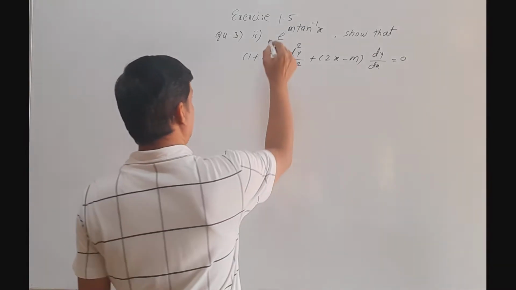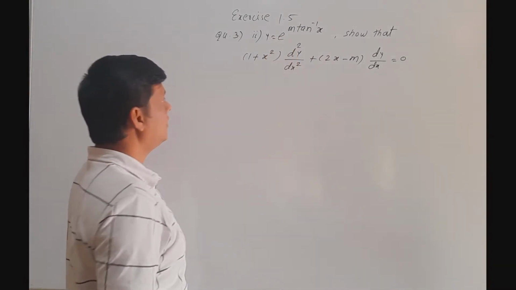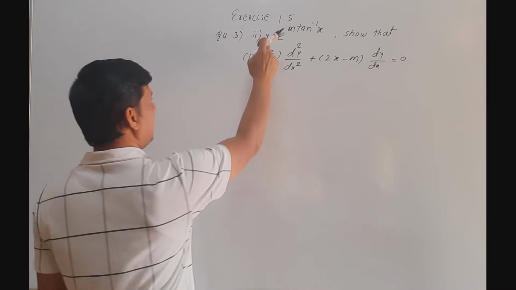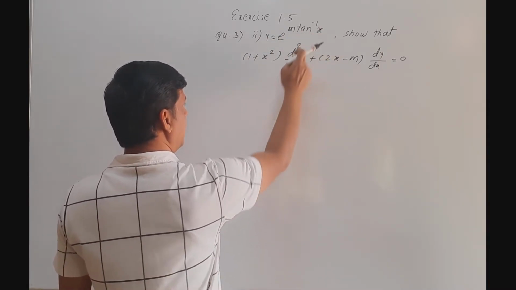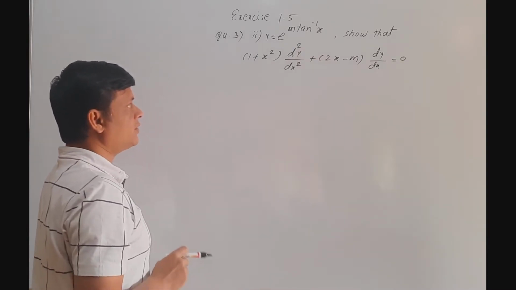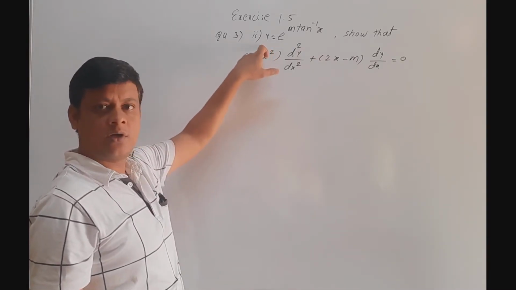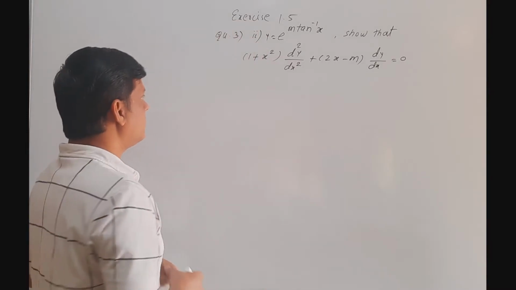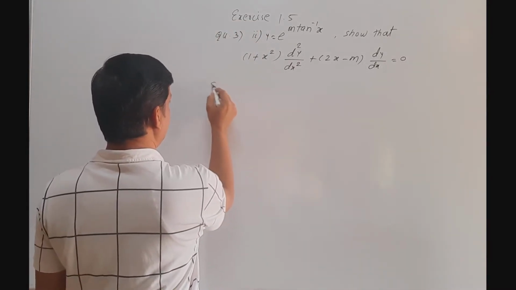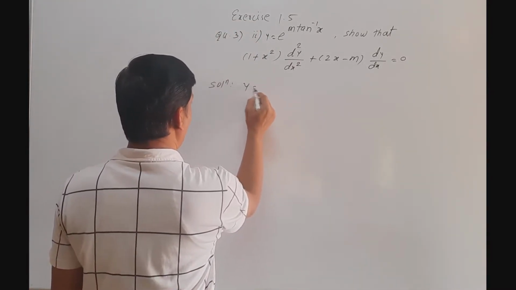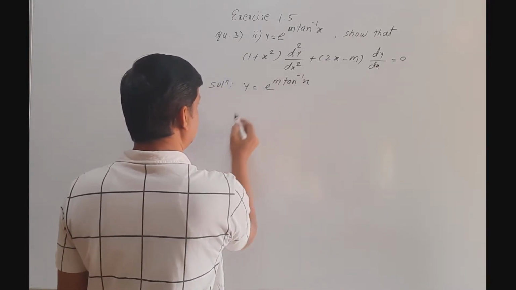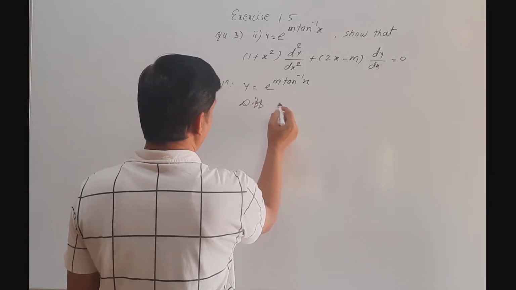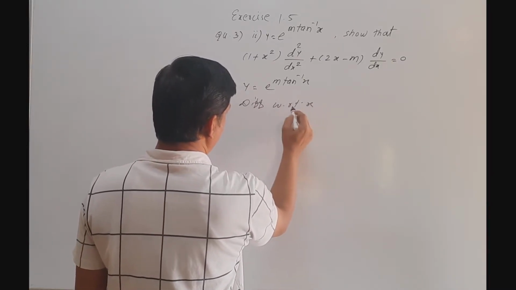So here y equals e raised to the power m tan inverse x. Now we have to differentiate this y with respect to x, and here in the show that part d2y by dx2 is given, that means we have to differentiate this function 2 times. So right here in the solution, y is equal to e raised to the power m tan inverse x. Differentiate with respect to x.